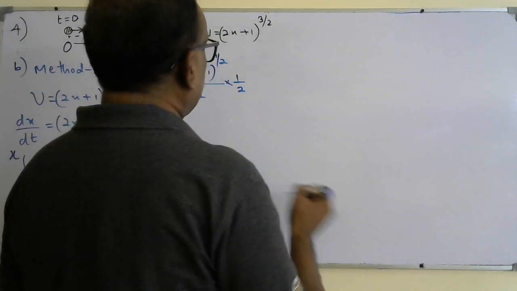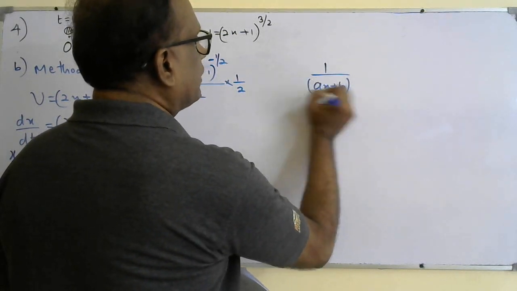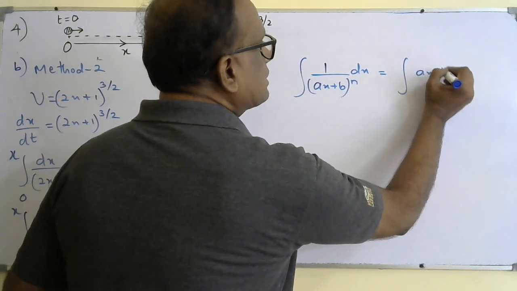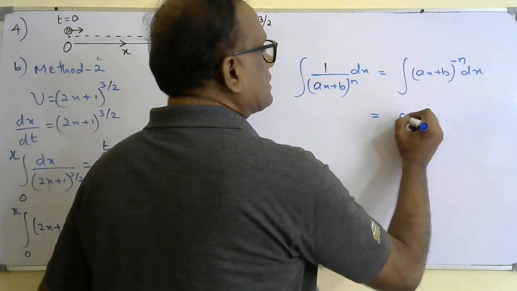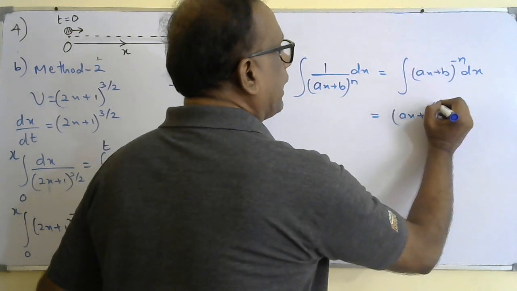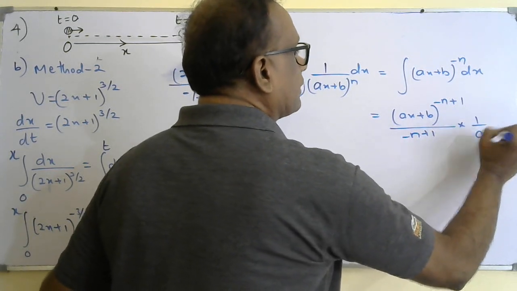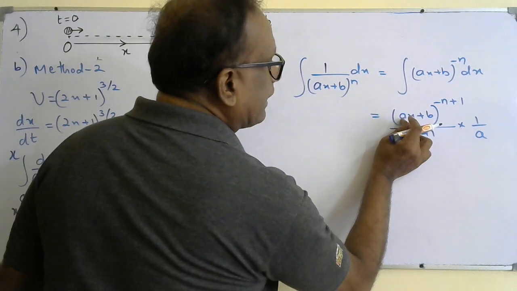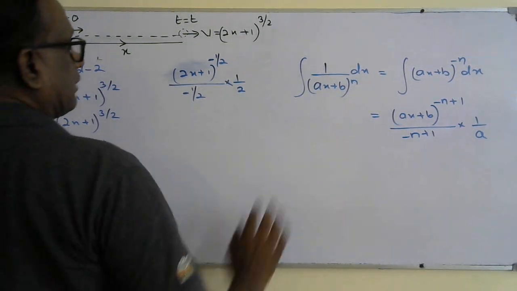Remember that. So the general format, when you are integrating 1 over ax plus b to the power n dx, we can write this as integral of ax plus b to the power minus n dx. So when you integrate it, it should be ax plus b to the power minus n plus 1 over minus n plus 1, into 1 over a. If you differentiate it, you will get this one. Differentiate this and a comes, that will be 1 over 4. Okay, so I'm using that pattern.